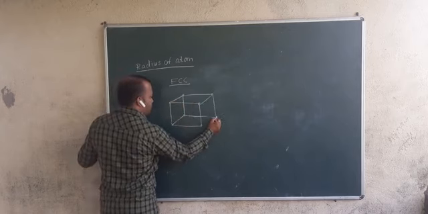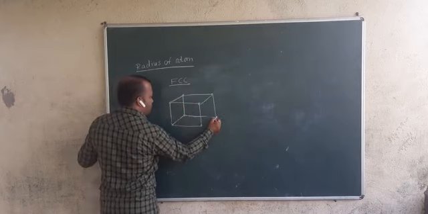Now tell me what will be the radius formula for simple cubic? r is equal to a by 2. For face center, r is equal to a upon 2 root 2. And for BCC, which we have seen now, root 3a by 4.